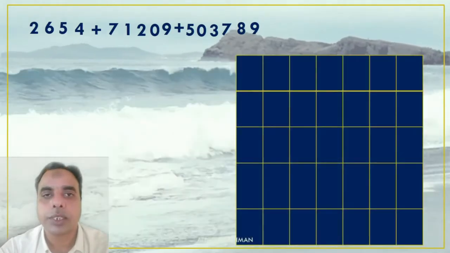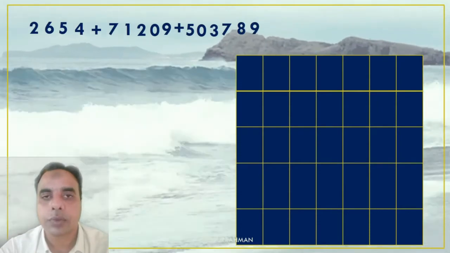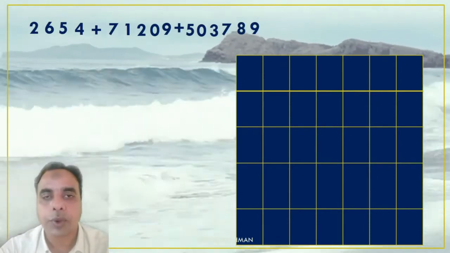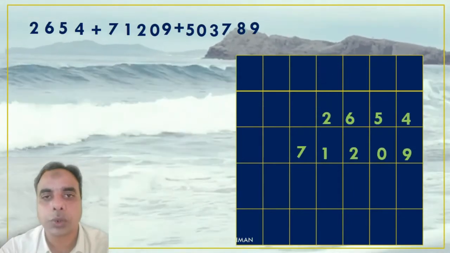So the numbers are 2,654, 71,209, and then 5,03,789. Okay, we'll move to the addition here.